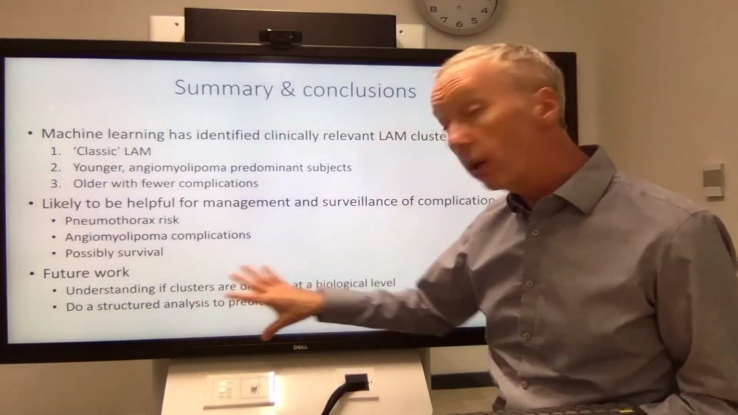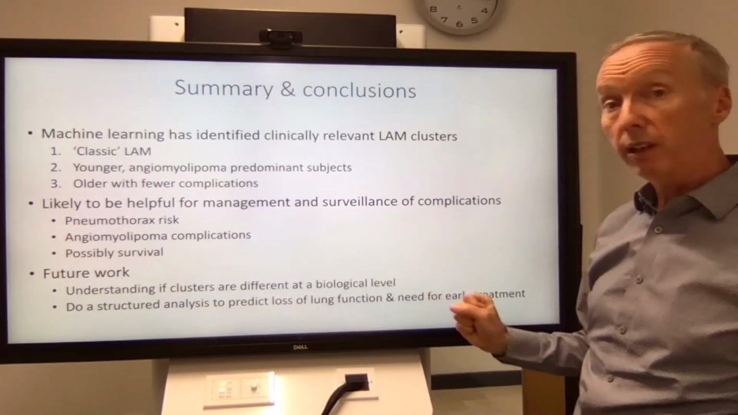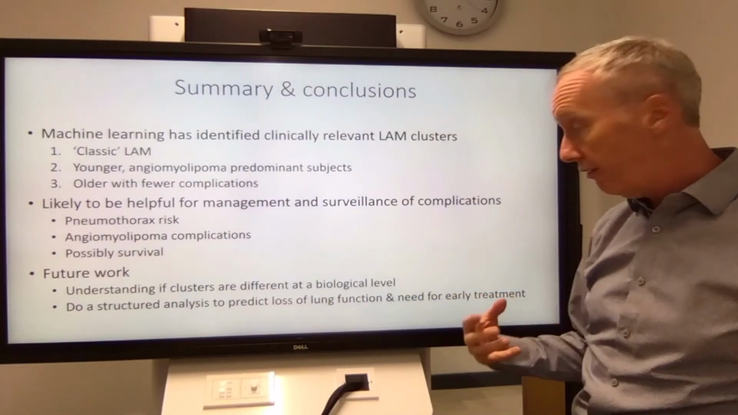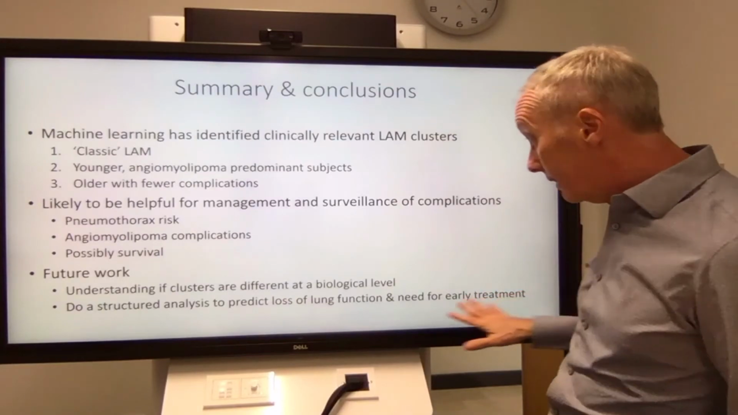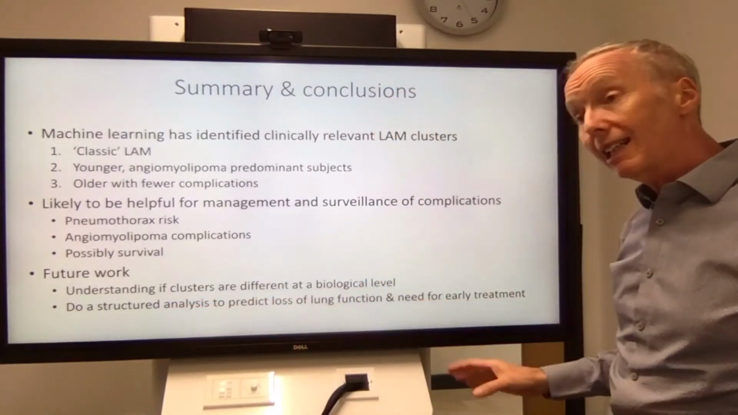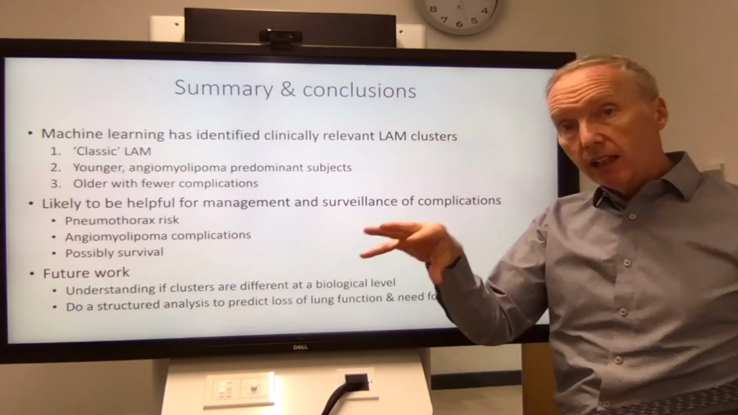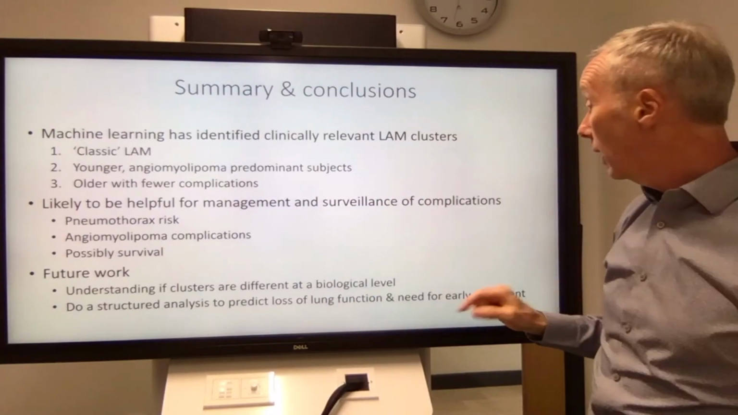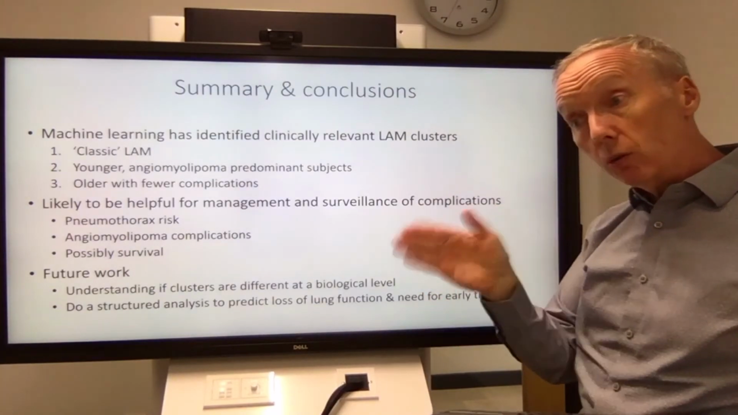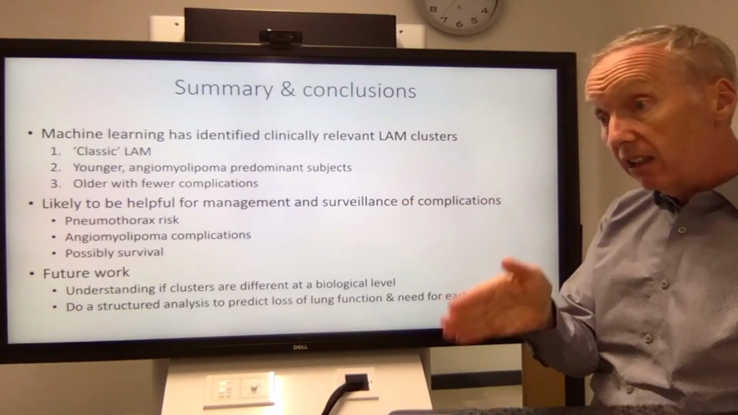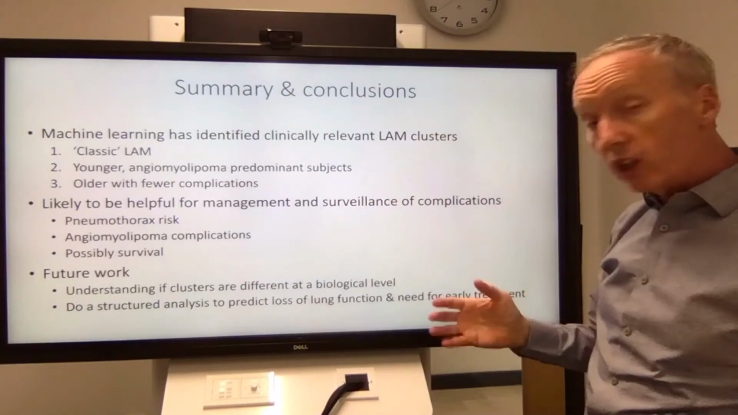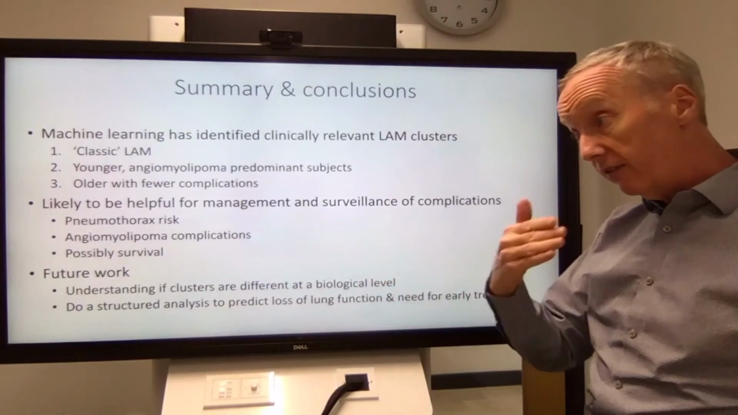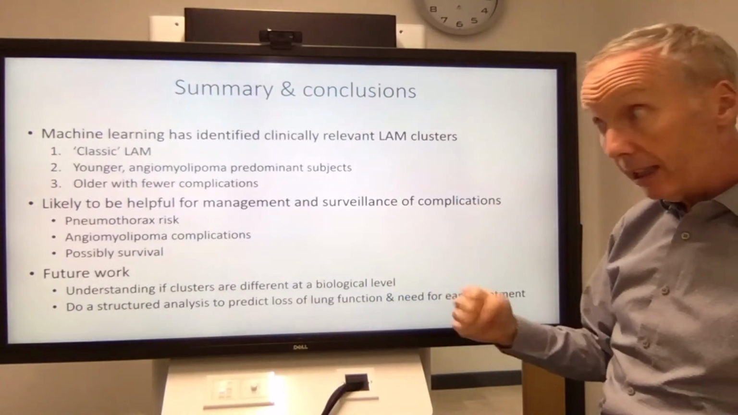But it'd be interesting to understand what is underlying this biological difference, because it would tell us about LAM. The other thing I want to do, and I'm trying to get funded at the moment actually, is do a structured analysis, so look at everybody's outcome, and then use the machine learning to work in reverse to predict at that baseline, based on their baseline features, which patients are going to develop lung function loss, so we can target them early for treatment.